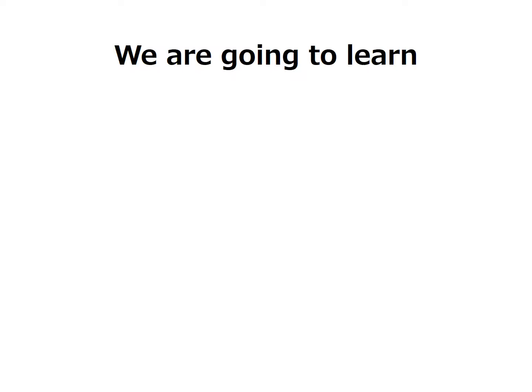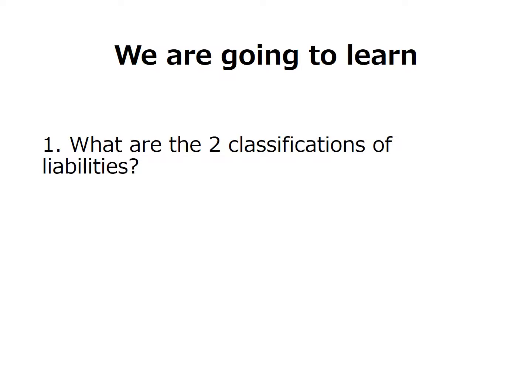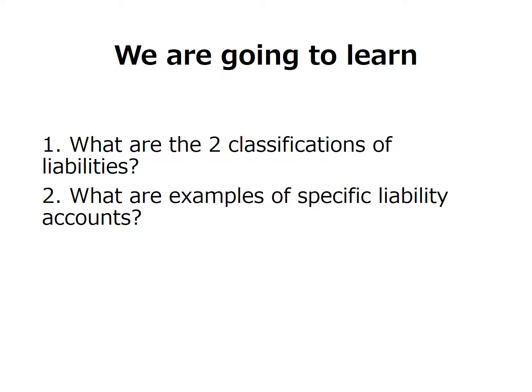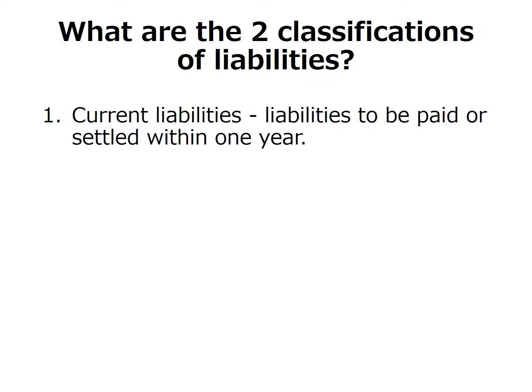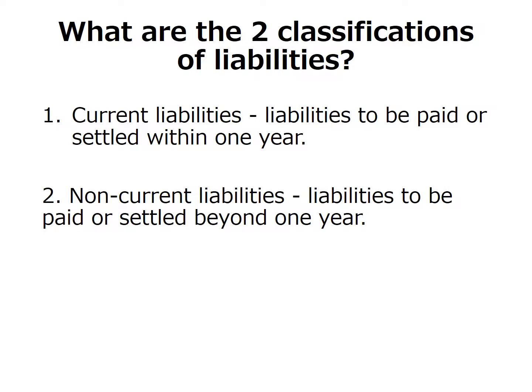In this lesson, we are going to learn what are the two classifications of liabilities, and what are the examples of specific liability accounts. Just like assets, liabilities are classified into current and non-current liabilities. Current liabilities are liabilities to be paid or settled within 1 year, while non-current liabilities are liabilities to be paid or settled beyond 1 year.